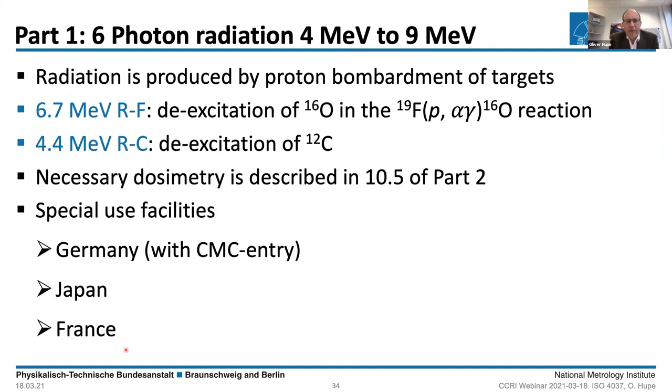Very special are the high photon energies from 6 MeV to 9 MeV. They are produced by proton bombardment of targets, so a calcium fluoride target or a carbon target. The necessary dosimetry is also described in part 2. And to my knowledge, there are only three facilities in the world: one at PTB with CMC entry, one in Japan, and one in France.